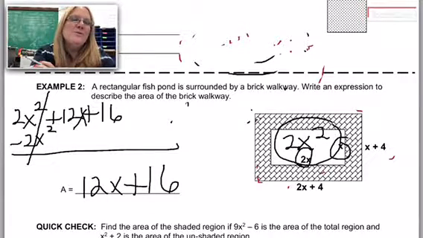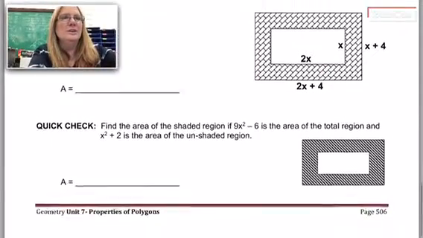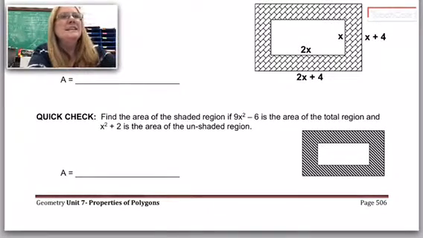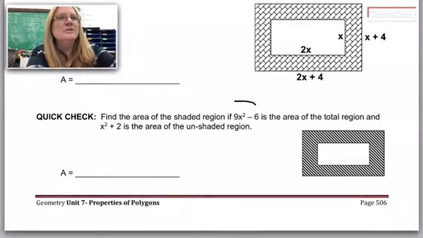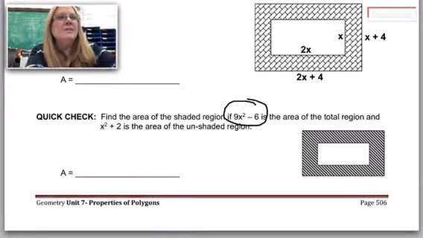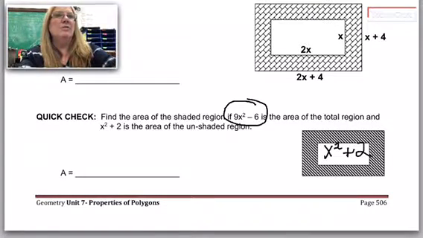And so I want you to please pause and try the quick check, which is below, and it's very similar. Find the area of the shaded region if they give you the area of the total region, so you don't have to multiply it together. They've already given it to you. And x squared plus 2 is the area of the unshaded region. So think of what you're going to do. You already have the area of the whole thing. So find the area of the shaded region.